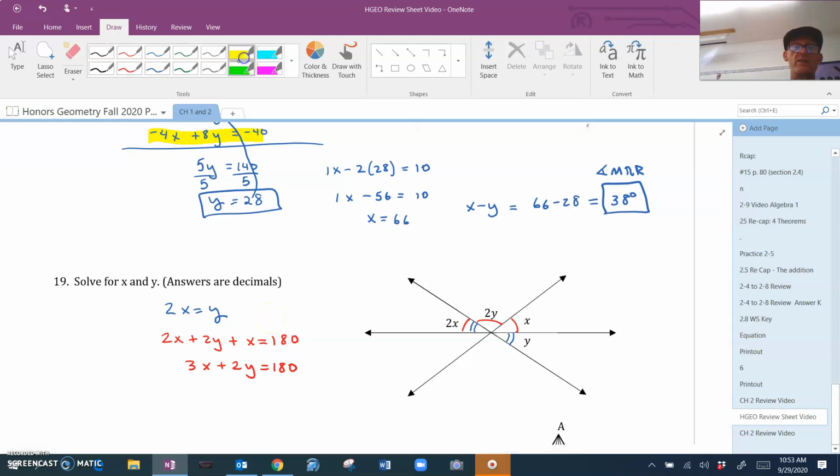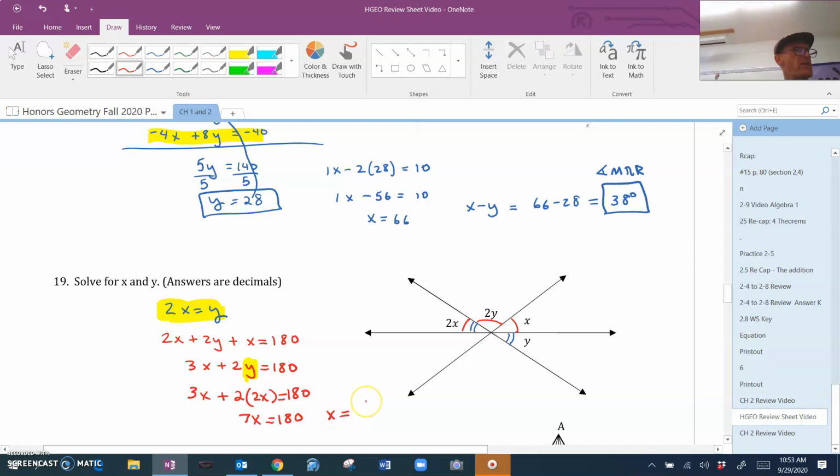Now I think the easiest way to do this one would be to take that 2x equals y and put it in for that y. Substitution. So 3x plus 2 times 2x equals 180. So I have now 3x plus 4x, which is 7x, equals 180. So x equals 180 divided by 7.